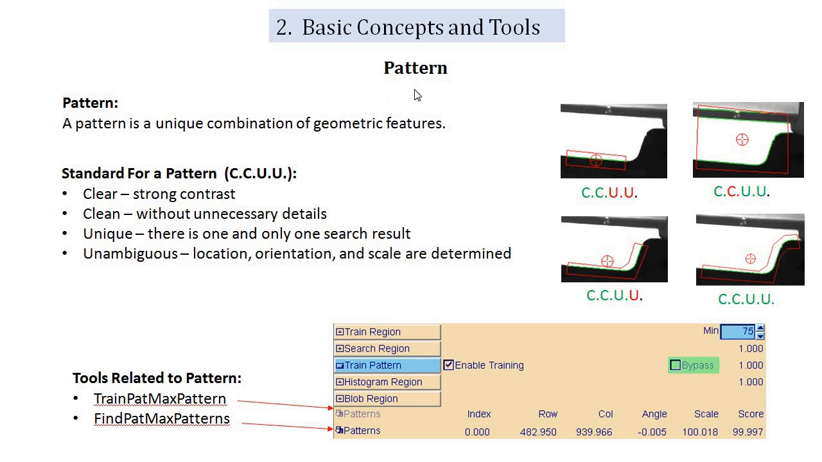Let's take a look at the concept of pattern and its relevant tools. A pattern is a unique combination of geometric features. The pattern tool is very useful in locating the features and also in inspecting parts. When we define a pattern, we'd like to follow the standard with 4 requirements, which are clear, clean, unique, and unambiguous. These 4 requirements are abbreviated as CCUU. And so here is an example.